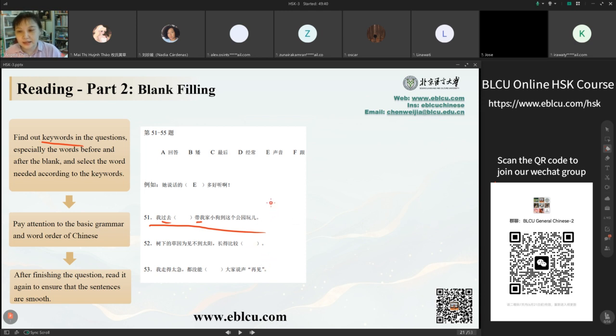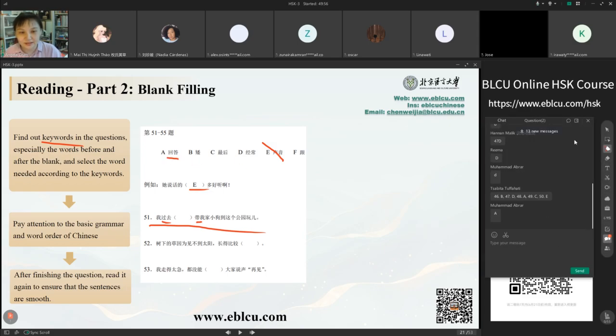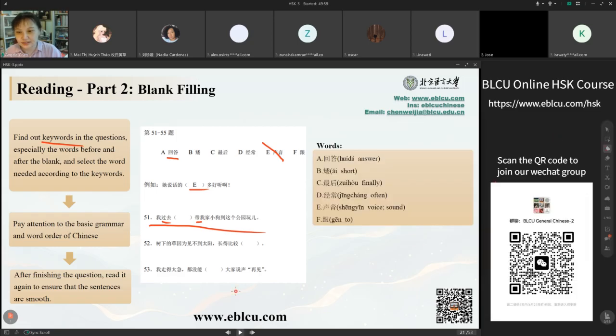Okay, so let's take a look here. E is the example. So you can take a look at the rest 5. What's the meaning? A 回答, to answer. B 短, short. C 最后, finally. D 经常, often. And F is 跟, preposition, to or with. Okay, so let's see. Number 51.